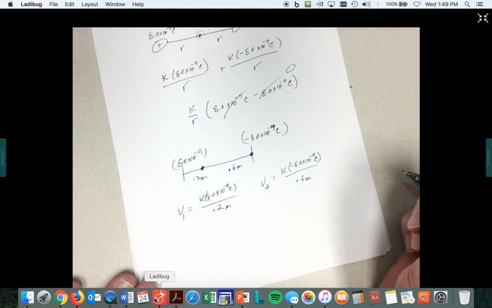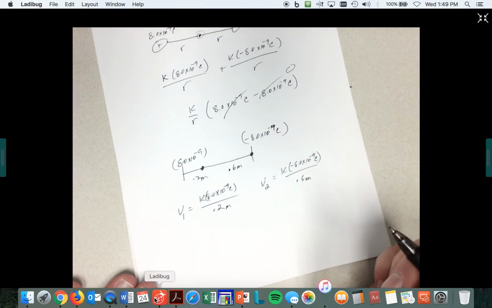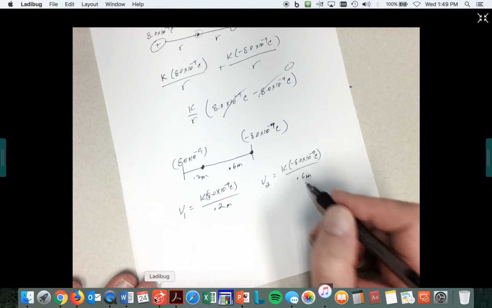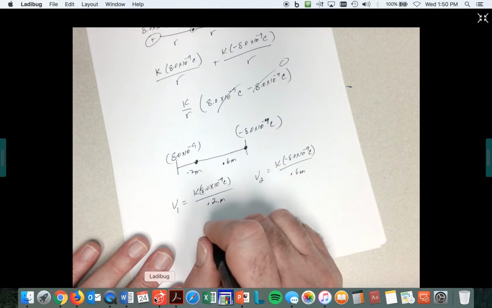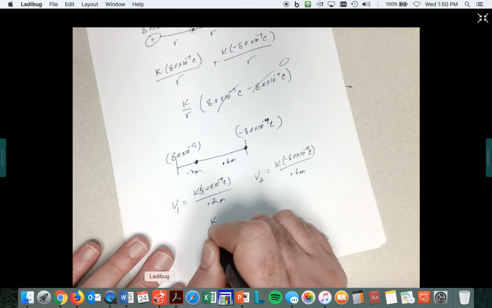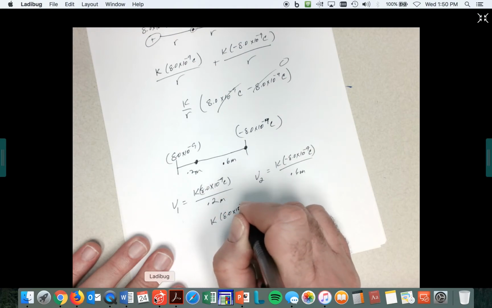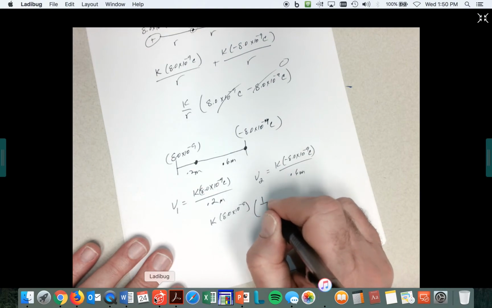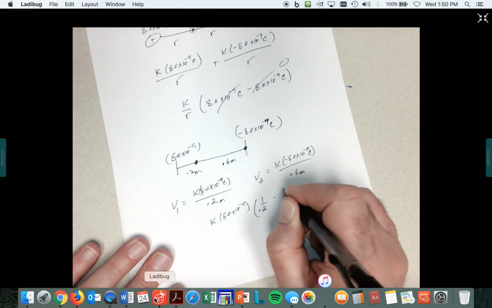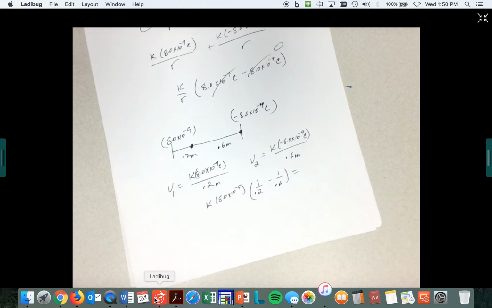Magnitude-wise, which number is bigger? This one, because we're dividing by a smaller number. We're dividing by a bigger number here. So basically, we've got K times 8.0 times 10 to the negative 9 divided by 1 over 0.2 minus 1 over 0.6, or whatever that comes out to be.